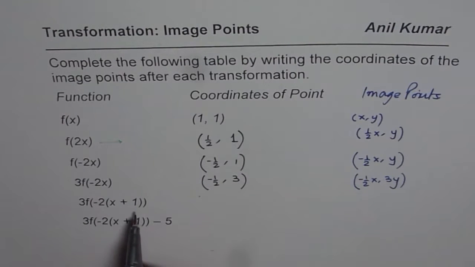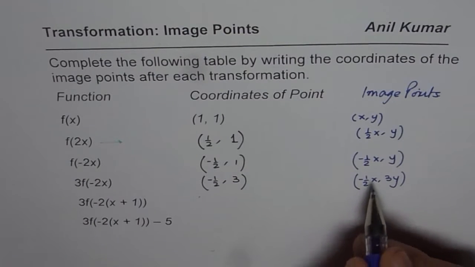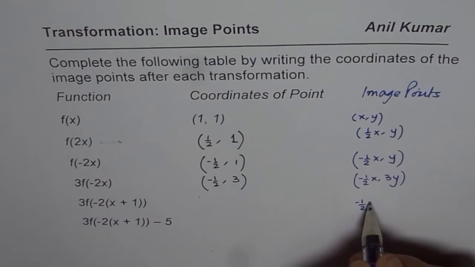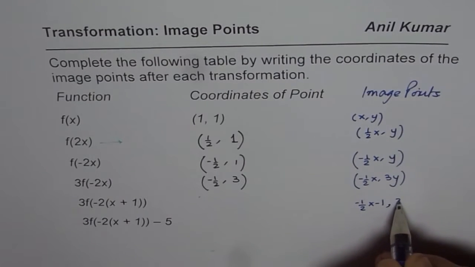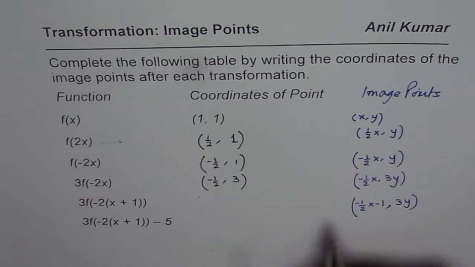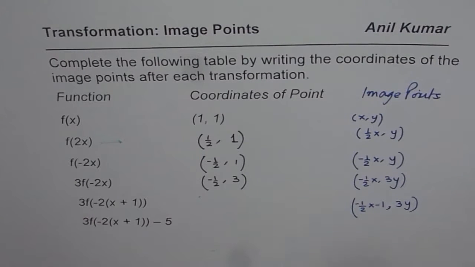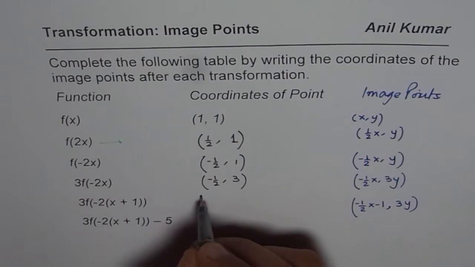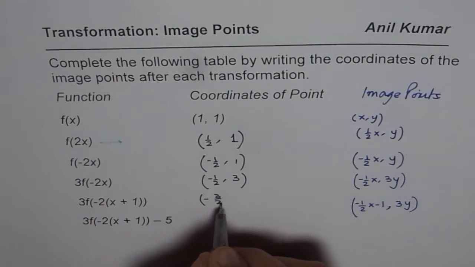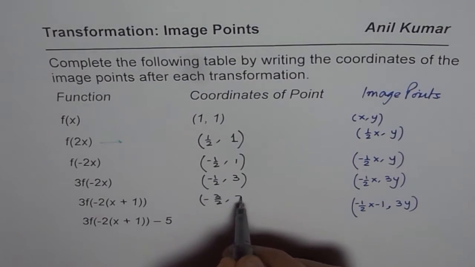Let's look into the next one, where we have 3 times f, which we already had, of -2 times (x+1). In this particular case, there is a horizontal translation, and the horizontal translation is 1 unit left. So the x value of the coordinate will be reduced by 1, and the y value will remain as 3y. If I do minus 1 on minus half, then we get -3/2. The y value remains the same, it is 3.